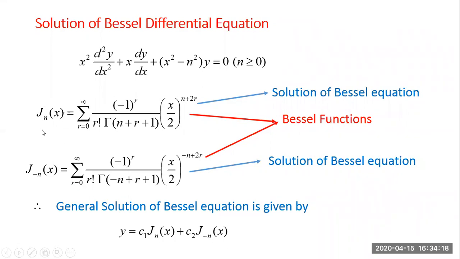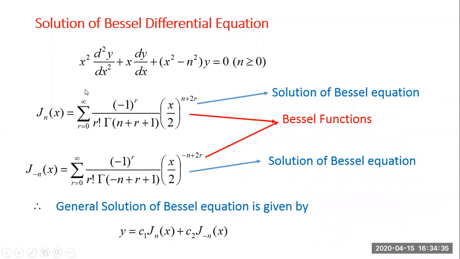And we call this Jn of x and J minus n of x Bessel's functions. So Bessel's functions are nothing but the two independent solutions of Bessel's differential equation. So Jn of x satisfies this Bessel's equation.